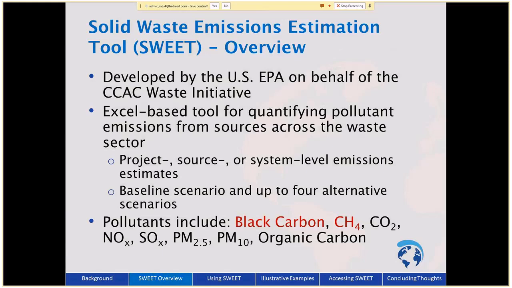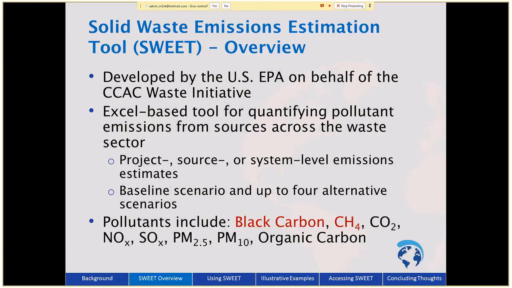It can provide project-level, source-level, or system-level emissions estimates. And by source, I mean waste collection and transportation as opposed to landfills and dump sites. You'll see a little bit more of what we mean by sources later in this presentation. SUITE can estimate emissions for a baseline scenario and up to 4 alternative scenarios if the user chooses to analyze alternatives.